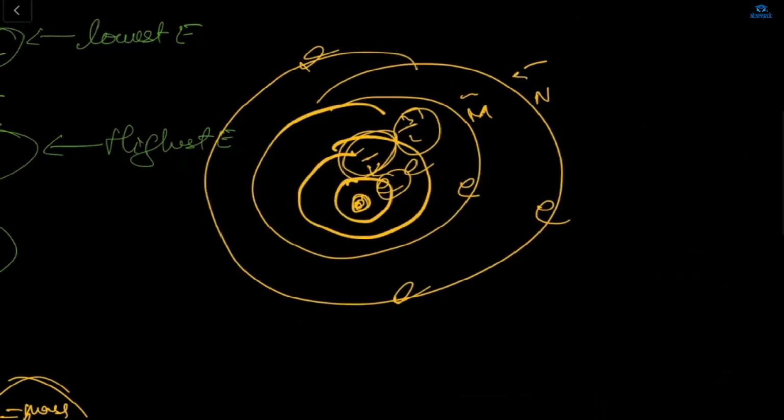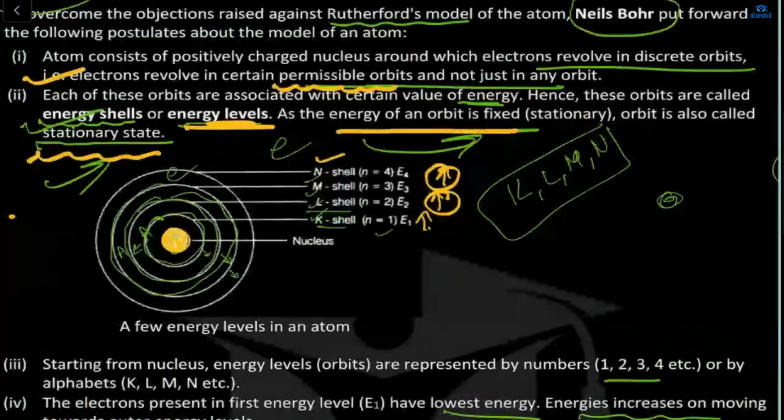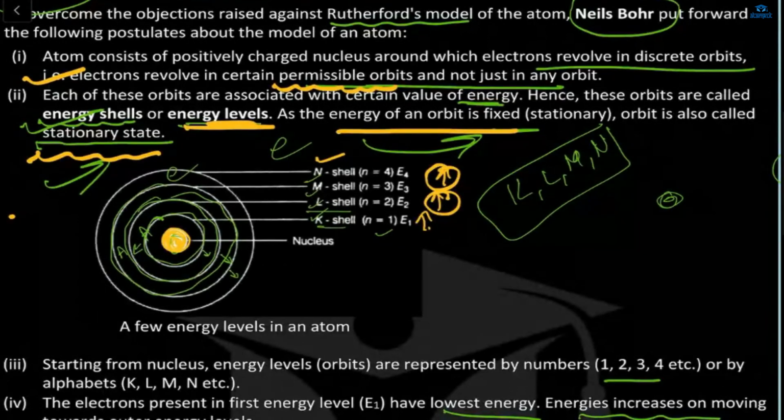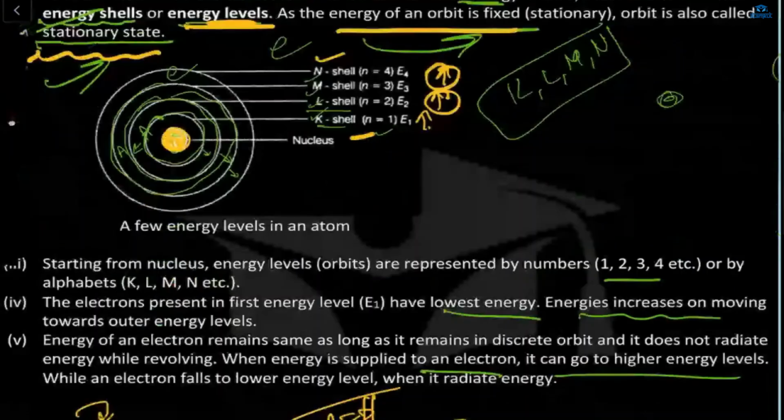As the energy of an orbit is fixed, each and every orbit's energy is fixed, each orbit will have an energy that is known as your energy level, and since your energy is fixed, that is known as your stationary state. Stationary state means your energy is fixed for each and every orbit. K energy is fixed, L fixed, M fixed, N fixed. Okay, Razi, till here understood? Yes, ma'am. Okay, next point is what?